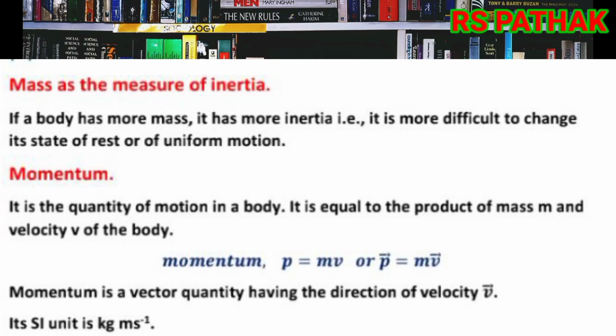Momentum. What is momentum? It is the quantity of motion in a body. It is equal to the product of mass m and velocity v of the body. Momentum p equal to mv. Momentum is a vector quantity having the direction of velocity v.